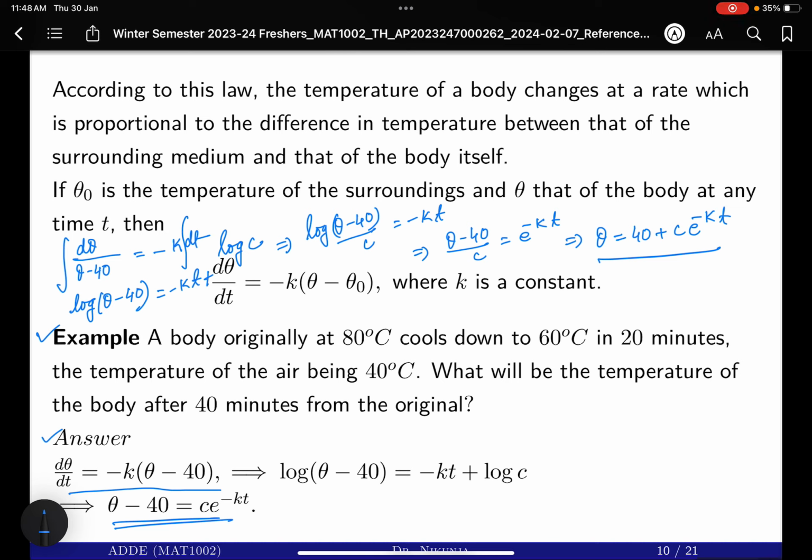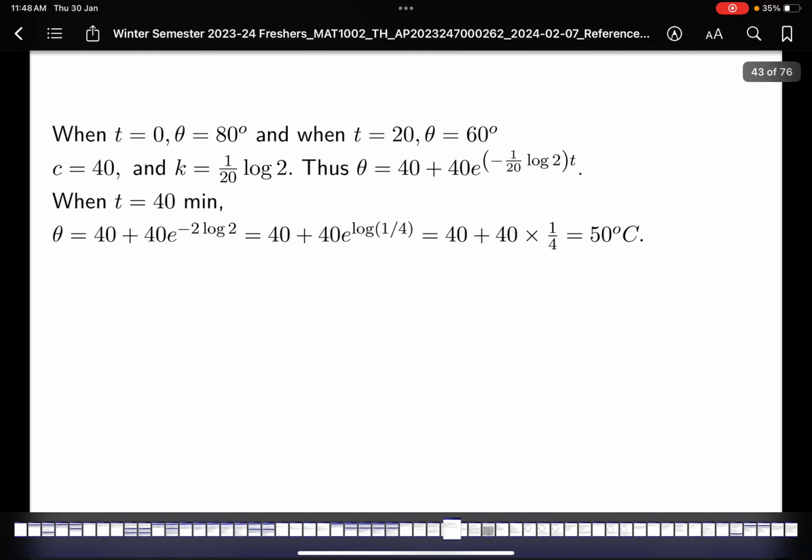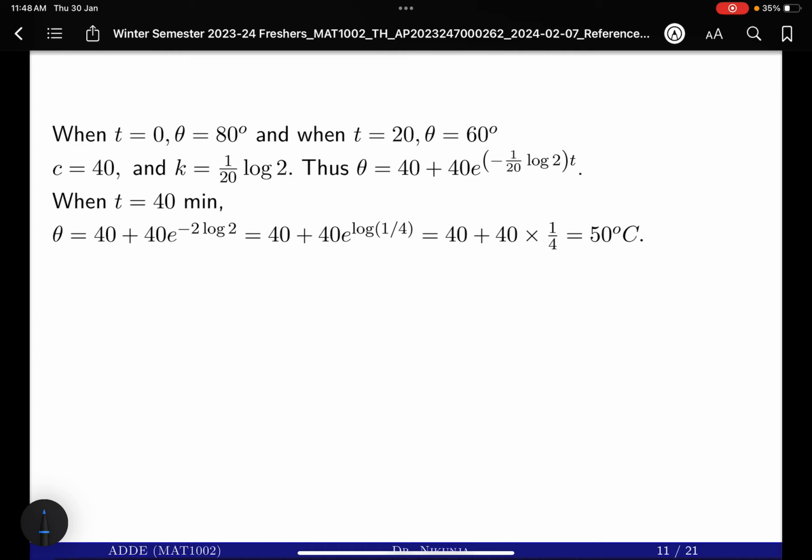Now once you have this expression for theta, what are the unknowns? You have c and k. For that, two conditions are already given, so we'll apply those two conditions and get the values of c and k. Initially the body is at 80 degree, so theta equals 80 when t equals 0. You can also apply t equals 20 when theta equals 60, meaning at time 20 the temperature is 60 degree. You can apply both and ultimately you will get the values of c as well as k.